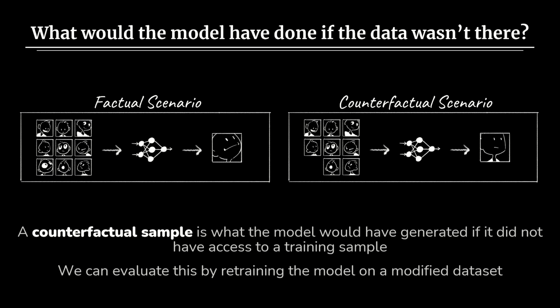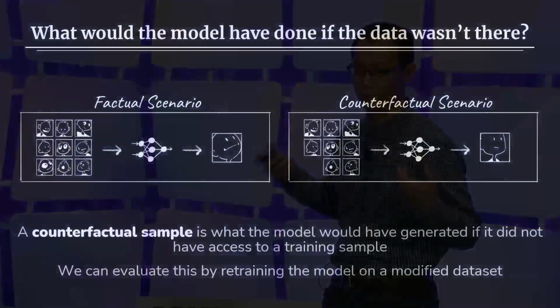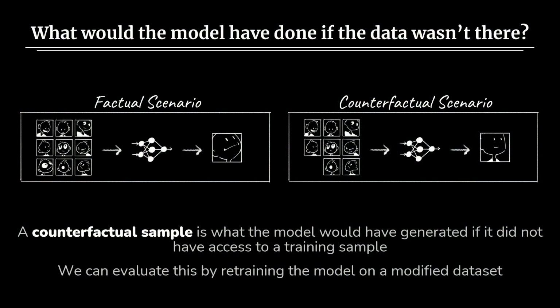So before I move further, I just want to clarify the terminology. The counterfactual sample is what is generated by a model that was trained on an incomplete version of this data set in this alternative scenario. We call the end product the counterfactual sample. This is in contrast to the factual sample, which was what was generated in the real world, where the model actually had access to the whole data set.